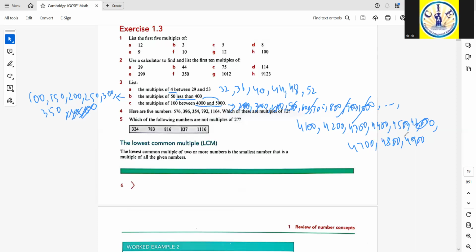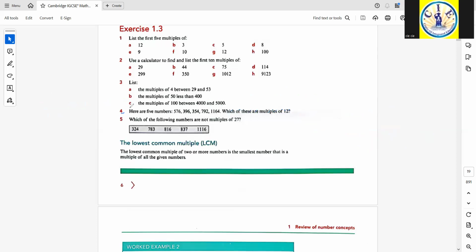Okay, in question number 4, here are 5 numbers. Which of these are multiples of 12? What you need to do is check them using your calculator. If these are completely divisible by 12, you say that these are multiples of 12. 576, when you divide it by 12, you get 48, a whole number. So that means, yes, 576 is a multiple of 12.